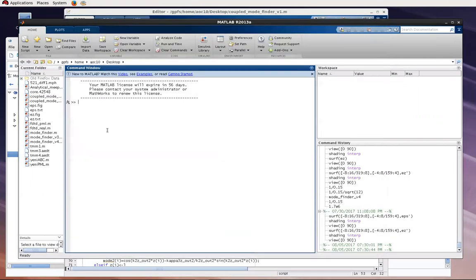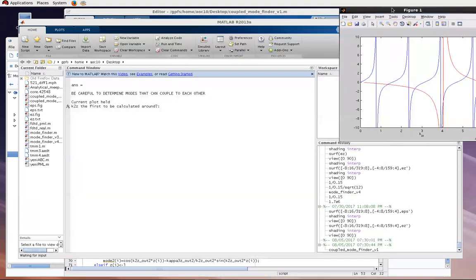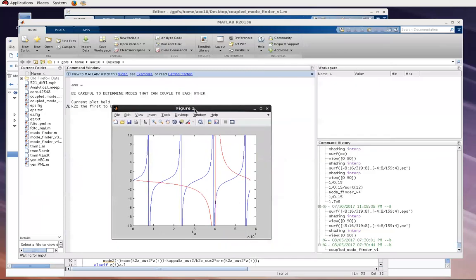I don't know how my connection will go with the server, so let's hit run here. Okay, it's something very familiar that we've already done, it just prompts us. What we have to do is determine the two modes that we're interested in, the 0th order and the 2nd order, as I told you.